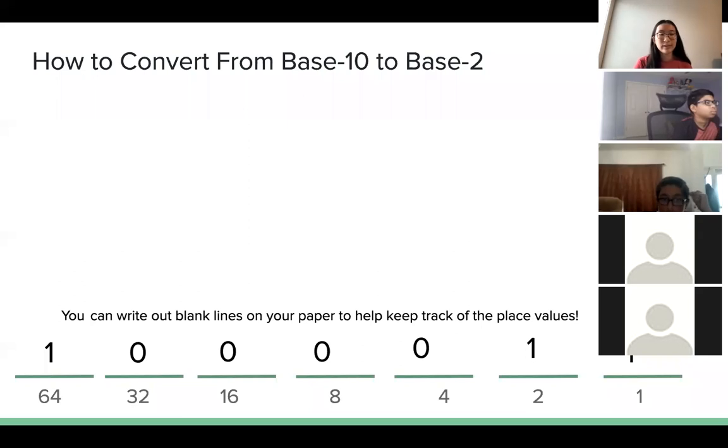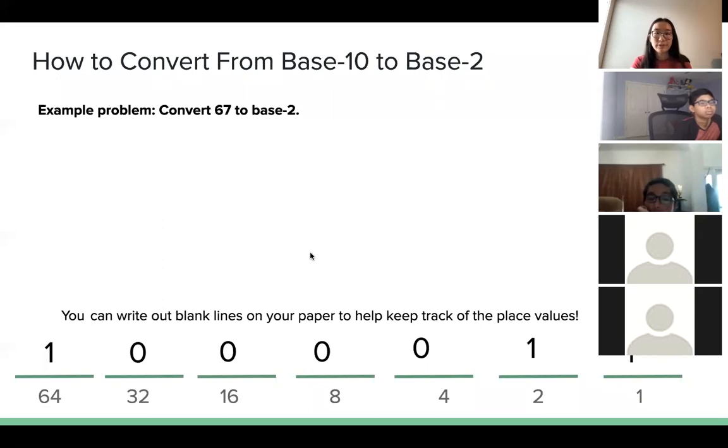Okay, so here are going to be the steps from converting. So a lot of the problems about number bases are going to ask you to convert from, say, base 10 into base 2. And so here are the steps for how you might do that. So example problem, convert 67 to base 2. So let's walk through this.